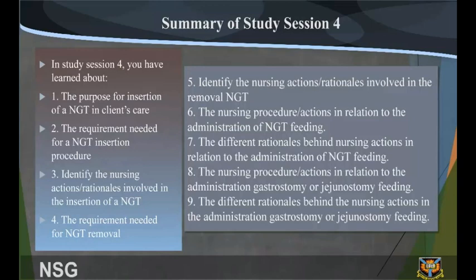Summary of Study Session 4. In Study Session 4, you have learned about the purpose for insertion of an NGT in client's care, the requirements needed for NGT insertion procedure, the nursing actions and rationales involved in the insertion of an NGT, the requirements needed for NGT removal, the nurse's actions involved in the removal of an NGT, the nursing procedures in relation to the administration of NGT feeding, the different rationales behind nursing actions in relation to the administration of NGT feeding, the nursing procedure actions in relation to the administration of gastrostomy or jejunostomy feeding, and the different rationales behind the nursing actions in the administration of gastrostomy or jejunostomy feeding.